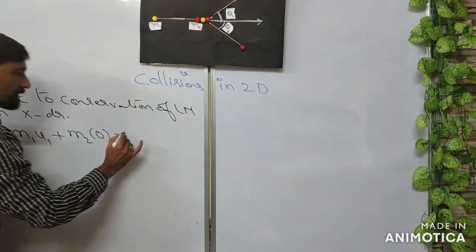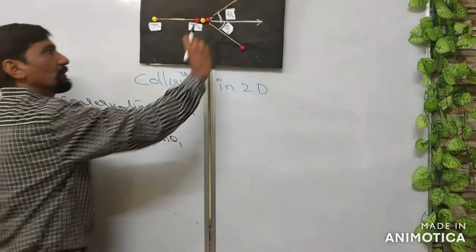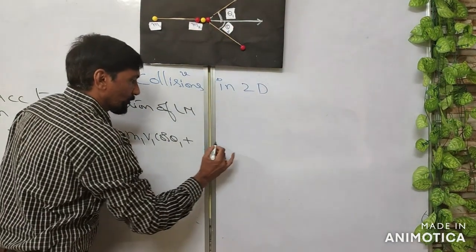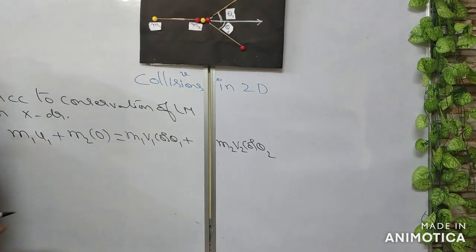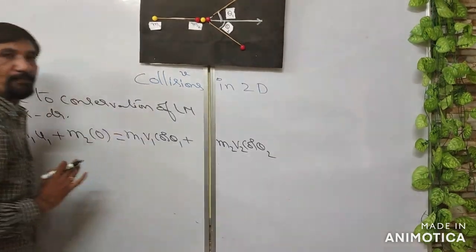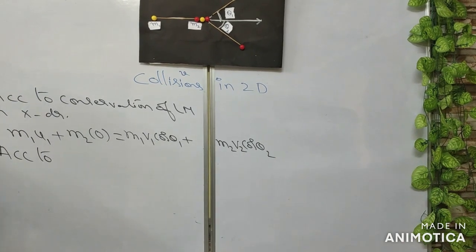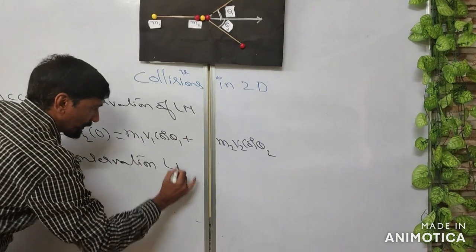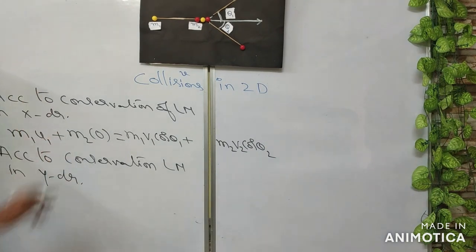So you can take m1 v1 cos theta 1, where v1 cos theta 1 is the horizontal velocity. Now the second one, m2 v2 cos theta 2. So it is about conservation of linear momentum in the x direction. Similarly, you can take it in the y direction also. According to conservation of linear momentum in the y direction.